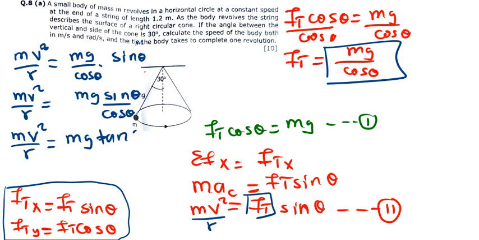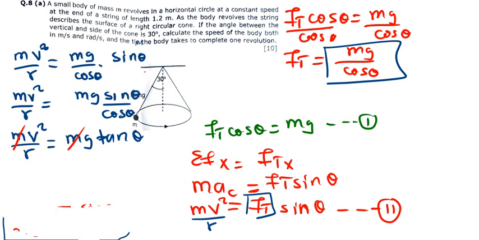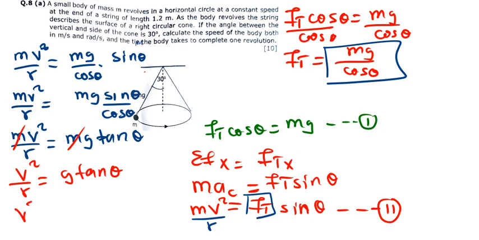So this will be now mg tan theta. Now we can clearly see that mass appears on both sides, so I'll cancel mass. Okay? So I'll end up having this. This is the general one for all conical pendulums. So I'll have v squared over r is equal to g tan theta. Then I can make v the subject of the formula. If I cross multiply, I'll have v squared is equal to r g tan theta, like that.